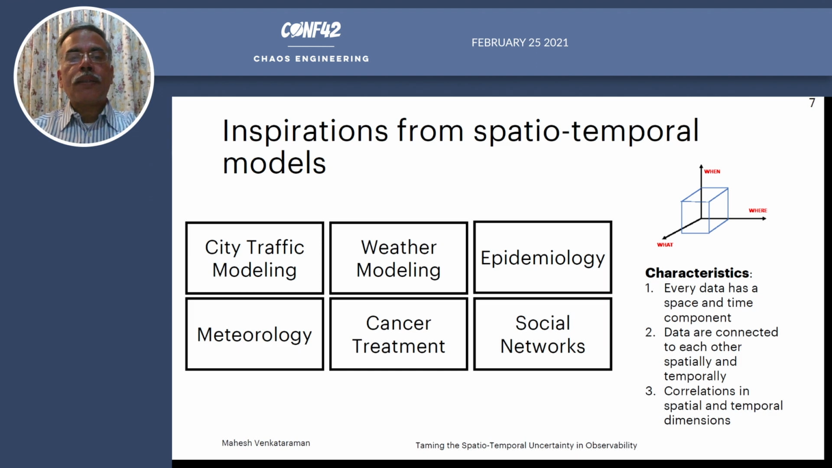Spatio-temporal data analysis is an emerging research area due to the development and application of novel computational techniques allowing for the analysis of large spatio-temporal databases. Spatio-temporal models arise when data are collected across time as well as space and has at least one spatial and one temporal property. This is true for observability data. Every data has a space, a property of space, and a property of time.